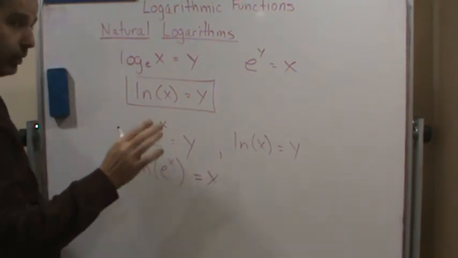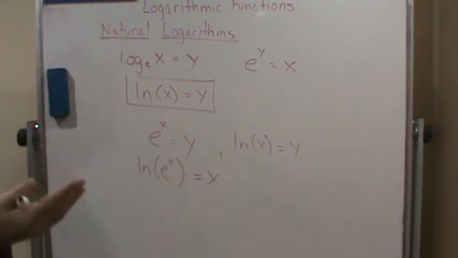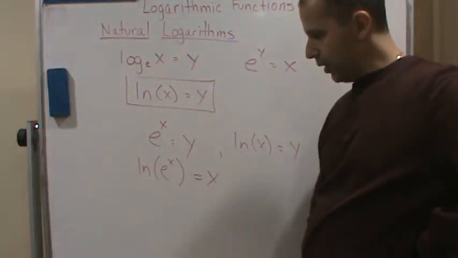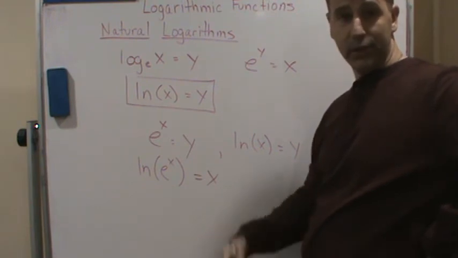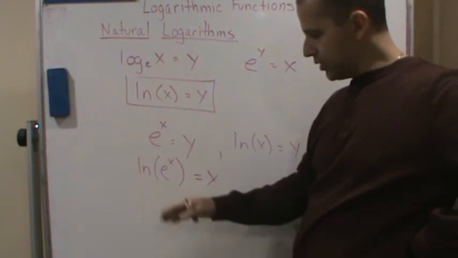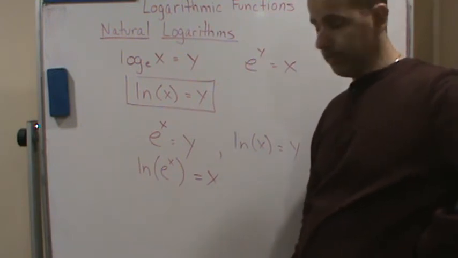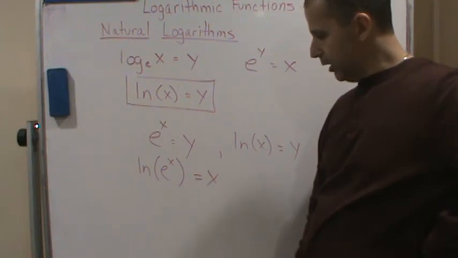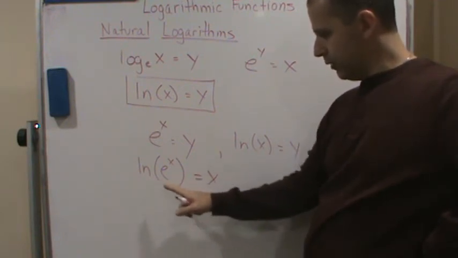Now again, remember the domain and range of a logarithmic function. So we know that the domain of this function is all x greater than 0, right? And we know the range of this is all real numbers, okay? So this is going to be true for all x.